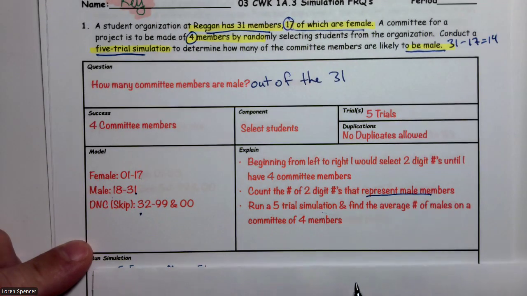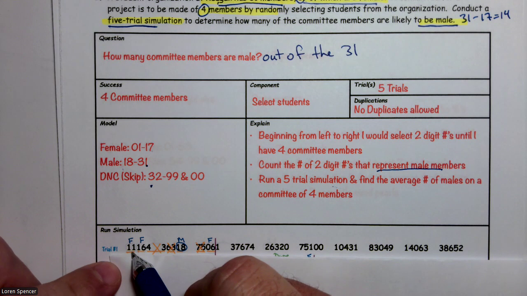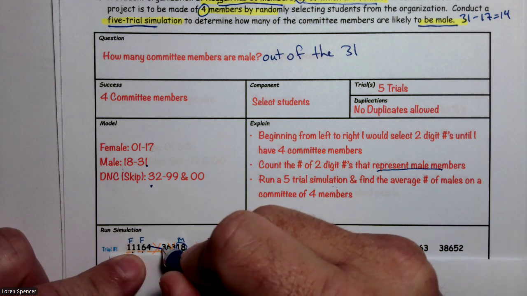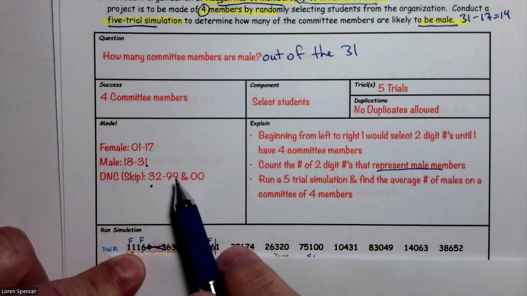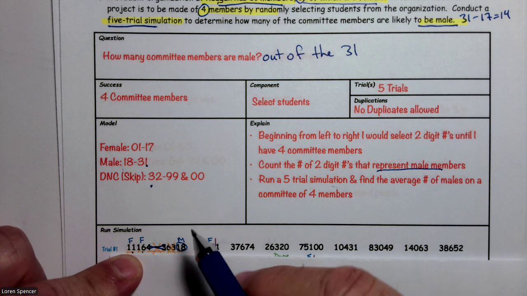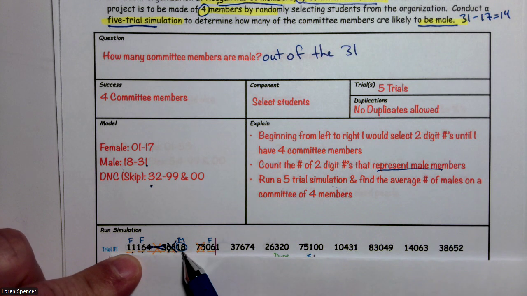So we're going to run the simulation, and remember 1 to 17 is a female, 18 to 31 are males, the rest are skips. So 11, well, we have a female. 16 is a female. Then we have 43. Well, 43 doesn't count because it's not in the range. So we only have 2 committee members so far. Then we go to 63. 63 does not count because it's not in the range.